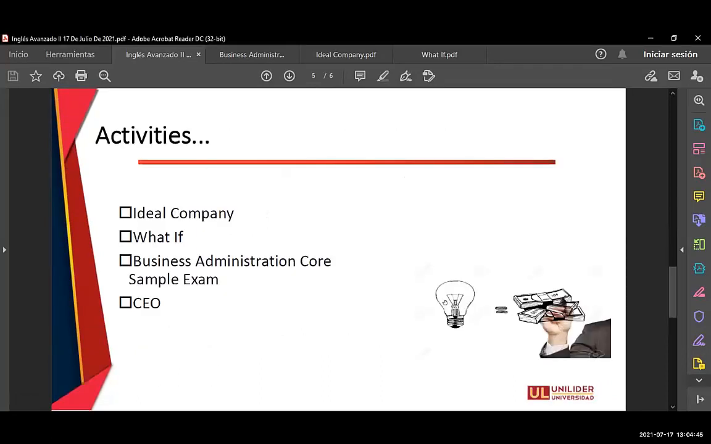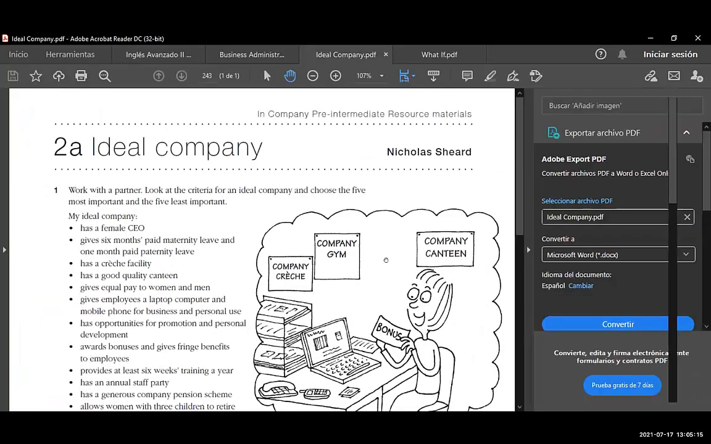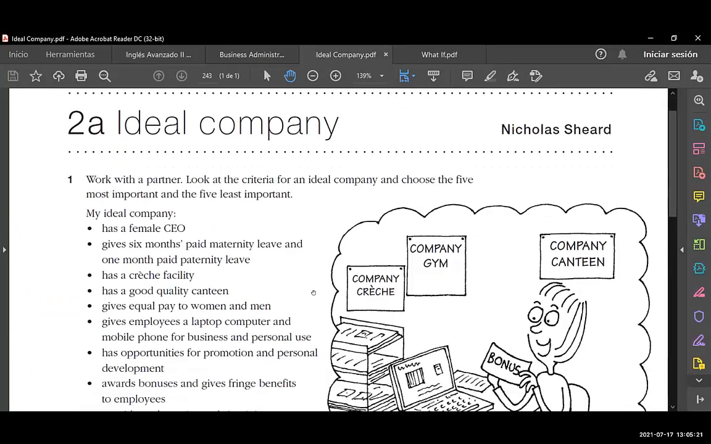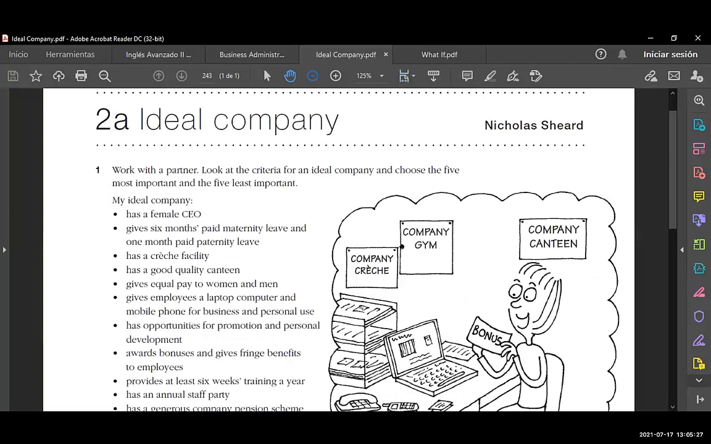So we continue. For the topic about business, we have 4 activities, which I consider we're not going to have time to do all of them. So we're going to do only 2 because I have a kind of exam or test for you, and I'm going to give you 15 minutes to answer, okay? Because I want to know how much you know about administration. So we're going to do the ideal company activity. So ideal company, we have number 1. Let me see if this thing works, because sometimes my Zoom doesn't work.